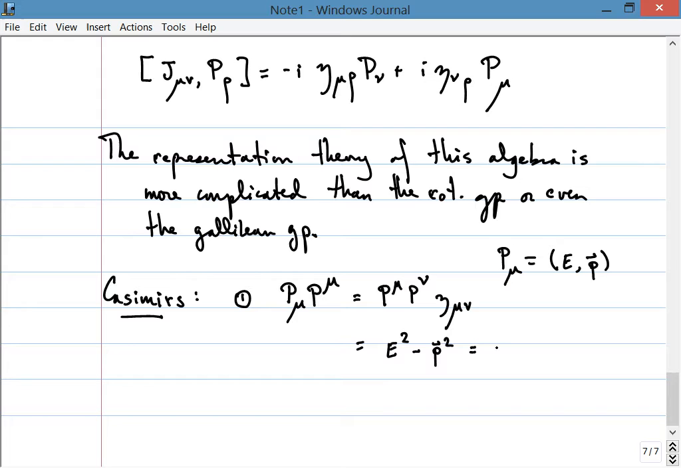If I were using units where c is not equal to 1, I would have to use dimensional analysis in order to insert some factors of c squared to make everything work out dimensionally. And as you hopefully remember from your special relativity classes, this particular combination of energy and momentum has a name. It's m squared c to the fourth, i.e., it's the rest mass of an object.